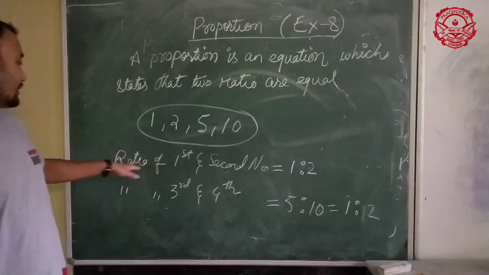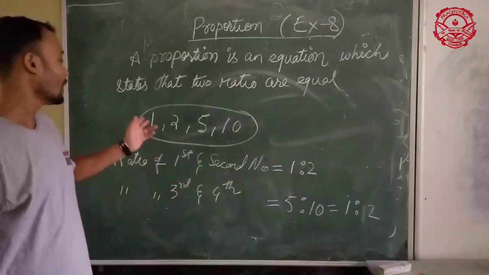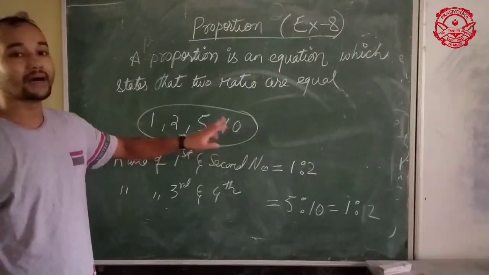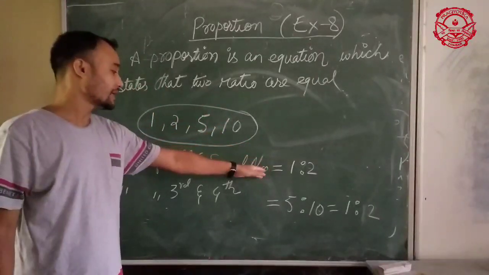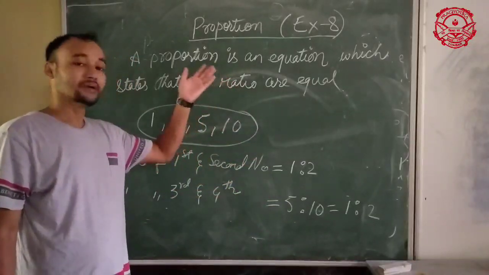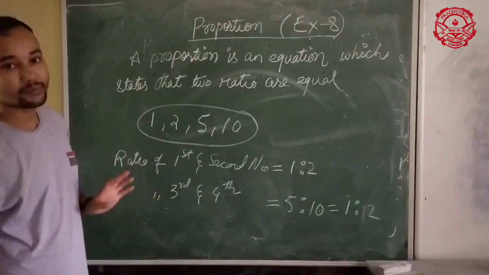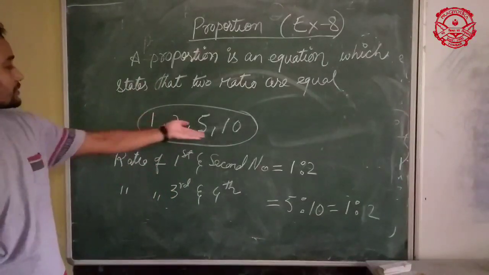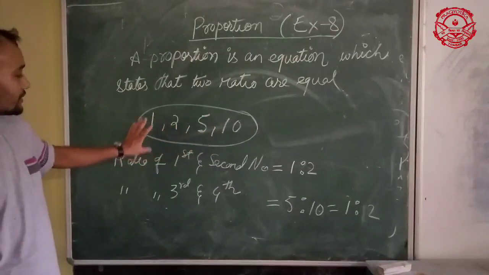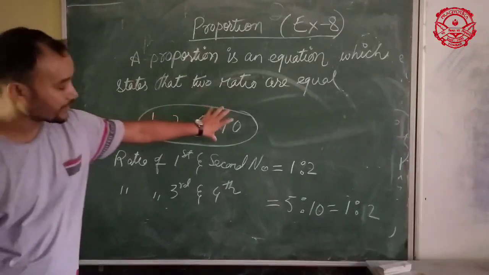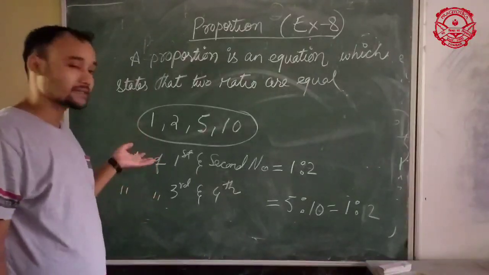Now see, the first ratio is 1 is to 2, and the second ratio is also 1 is to 2. That means 1, 2, 5 and 10 are in proportion. This is the concept of proportion. If this ratio is not equal to this ratio, then the given numbers are not in proportion. But here, 1, 2, 5 and 10 are in proportion since the ratio of the first two numbers and the ratio of the third and fourth numbers are equal.